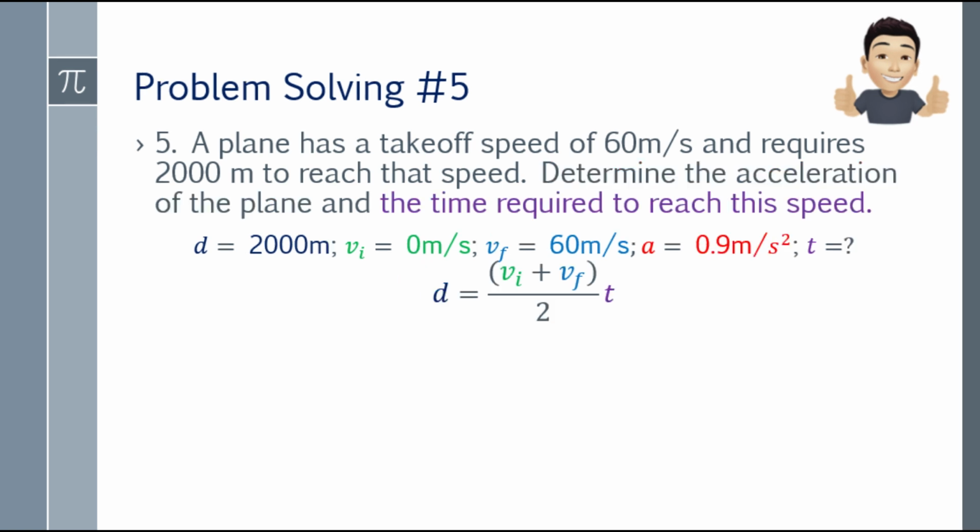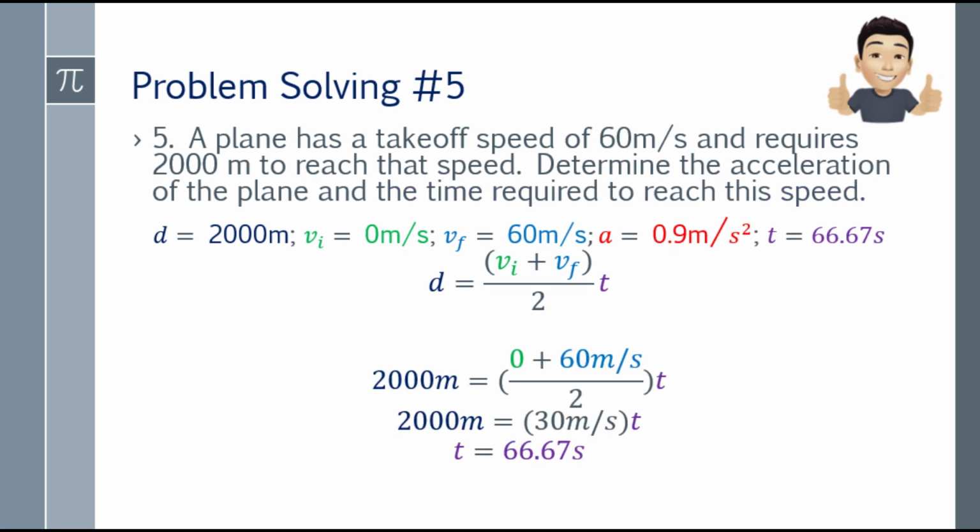Alright, so time naman ang hinahanap natin. So we can use this formula. D is equal to initial plus final velocity over 2, and the answer to that one, let's multiply it by time. So let's substitute the values. We have 2,000 meters is equal to 0 plus 60 meters per second over 2, and the answer, let's multiply it by time. So algebraically, divide both sides by 30. And the answer will be 66.67 seconds.